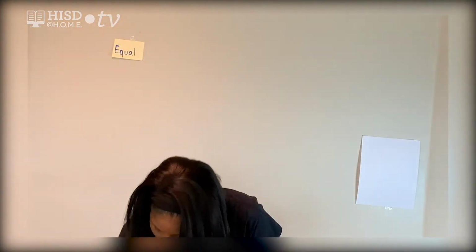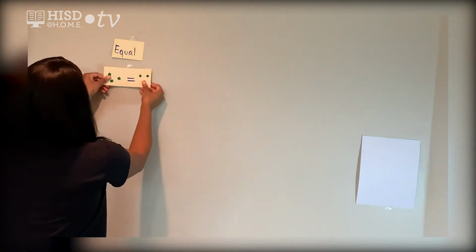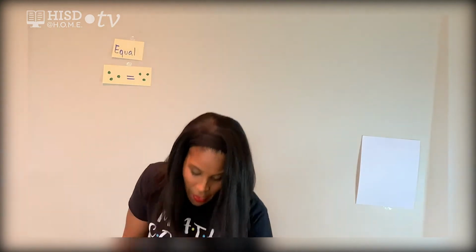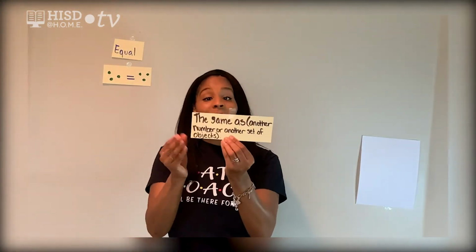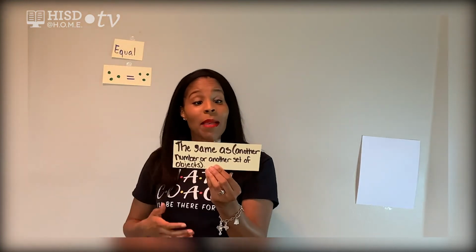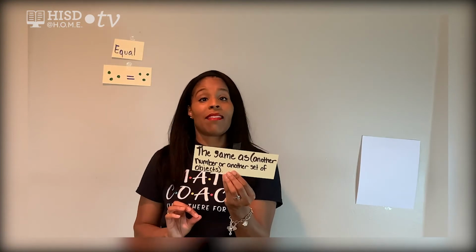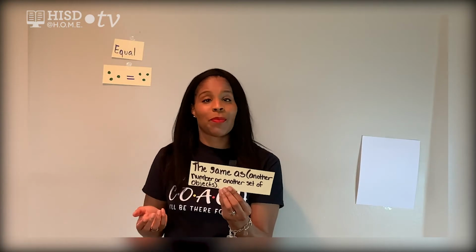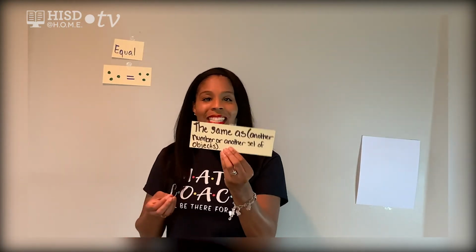Now, you're going to say, what does that look like in picture form? I have 3 dots equal another 3 dots. What does that mean? What is the definition of equal? It means the same as. In this case, it means the same as another set of objects, or it can also mean the same as a set of numbers. The same as.